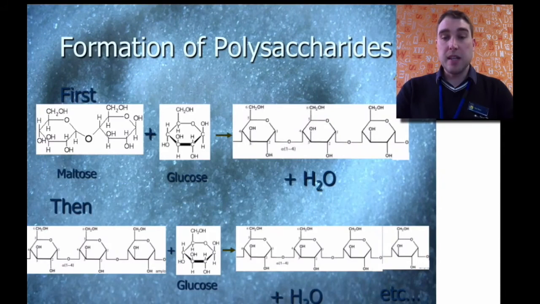Here's a reaction equation showing what's happening when we make a polysaccharide. For example, we've got two glucoses joined together to make maltose. We add in another glucose, and now we have three glucoses joined together, and we get a water molecule. Then we add on another glucose, we get another water molecule coming out, then another glucose attached, and that happens, and so on and so on.